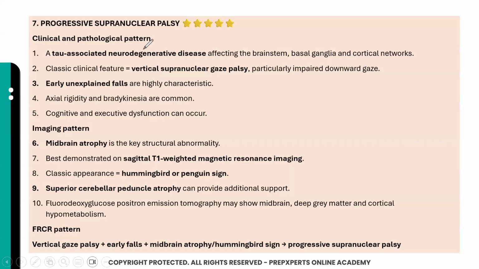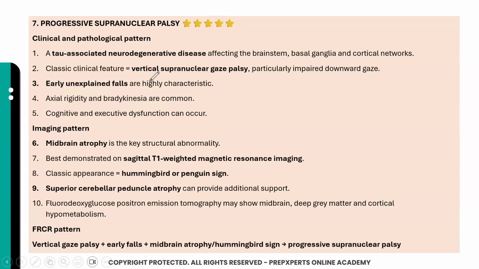What next we have is progressive supranuclear palsy. This is again a tau-associated neurodegenerative disease that affects the brainstem, basal ganglia, and cortex. The important thing here is going to be your basal ganglia and brainstem. All the diseases we have discussed so far didn't include brainstem or basal ganglia, and the characteristic clinical feature is vertical supranuclear gaze palsy, particularly impaired downward gaze. So if you see this symptom in your scenario, then the answer is progressive supranuclear palsy.